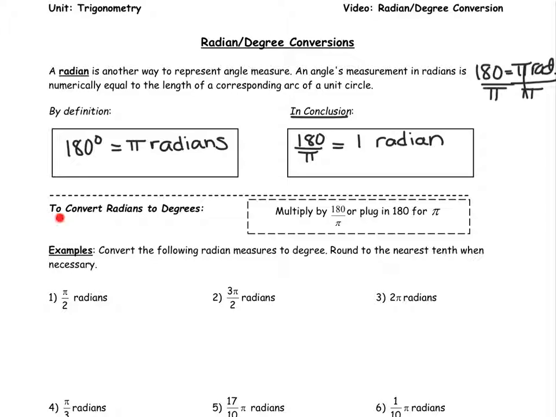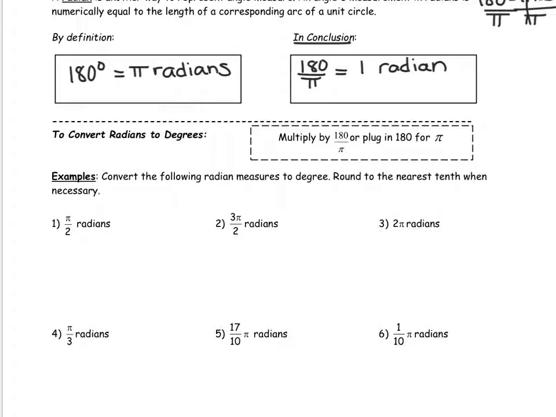So, let's convert from radians to degrees. For example, we are going to take pi over 2 radians and turn it into degrees. The best way to do it is to multiply by 180 over pi, or you could plug in that pi radians is 180 degrees. So the general rule is pi over 2 times 180 over pi. What's great about this is that we're multiplying, so we can cross simplify, so the pi's cancel out. I'm left with 180 on top, 2 on the bottom, so I get 90 degrees.